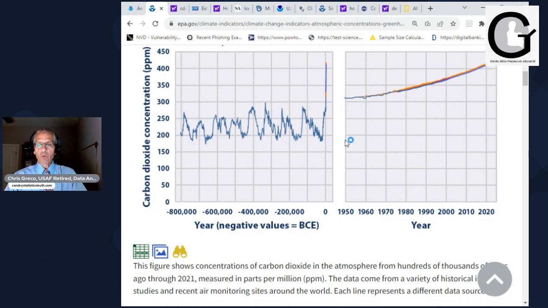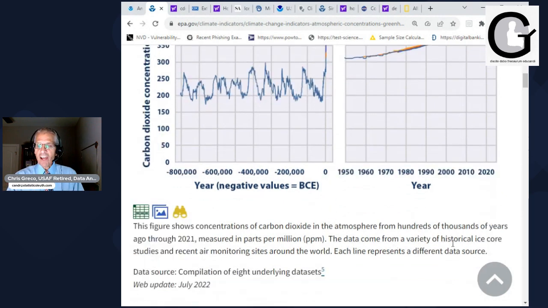I will still tell you again, and again, and again: the recent air monitoring is done from where? Where is the sampling done from? Once we get to that point where we can sit back and say, this is the data definition of climate, this is the data definition of carbon dioxide, and it says in parts per million. Okay, parts per million, cool. But it comes from a variety of historical ice core studies. So I sat back and I thought, okay, fine, that's fine.